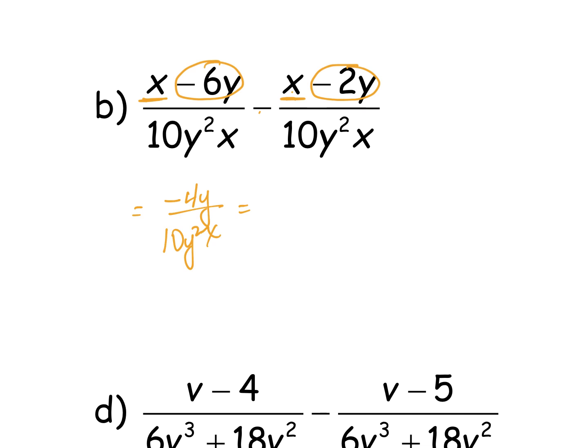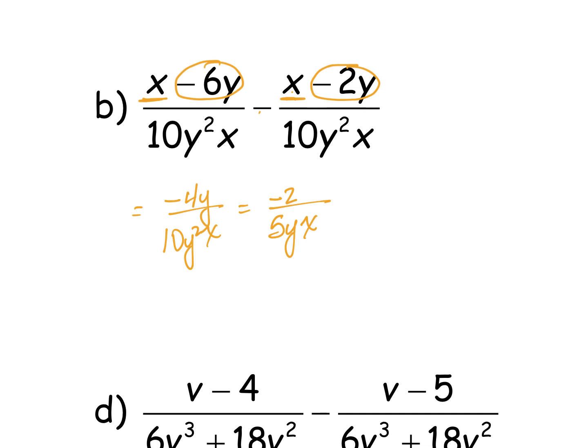So I can divide the numbers by 2. So that'd be negative 2, and the y goes away. 5yx, or xy. It doesn't matter which way you write it. It doesn't matter. Questions? Are you okay with that one?